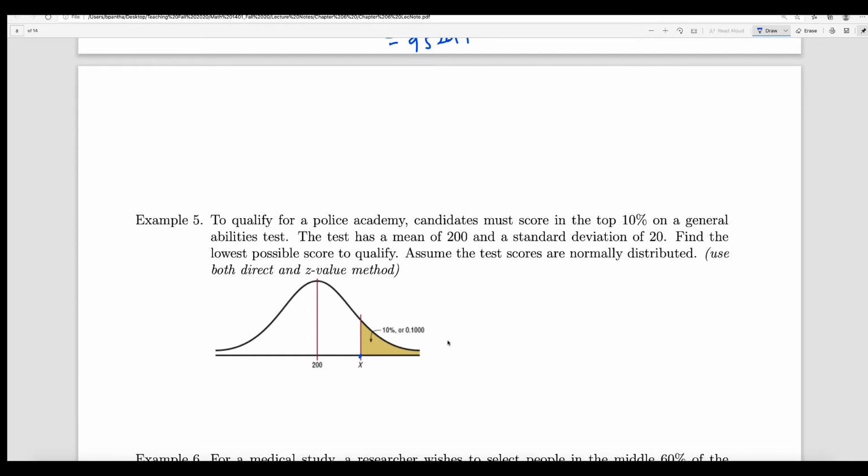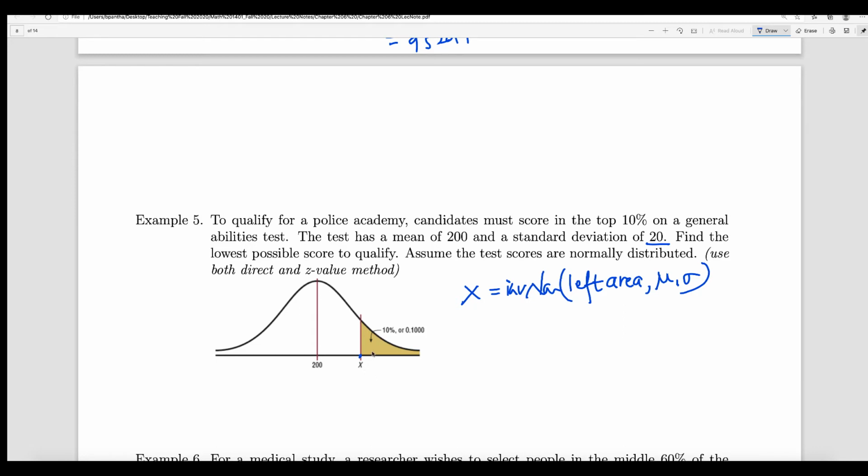Again, to find X, what do you do? Inverse norm, right? The left area, that is the area left of X, and then the mean, and then sigma. That's the calculator syntax, right? If you are using the TI-84 Plus CE, you can just enter 0.10, then the mean is 200, sigma is 20, and then enter. Then it will give you that X value.